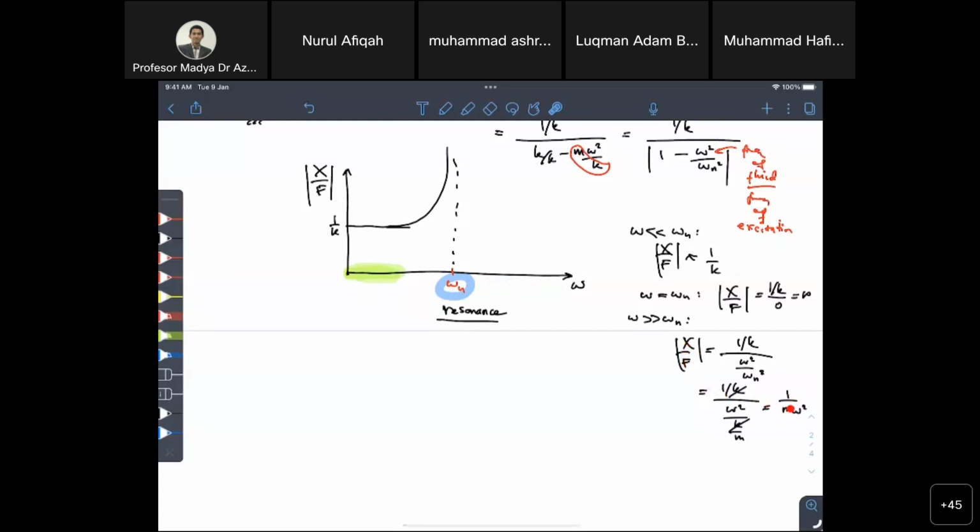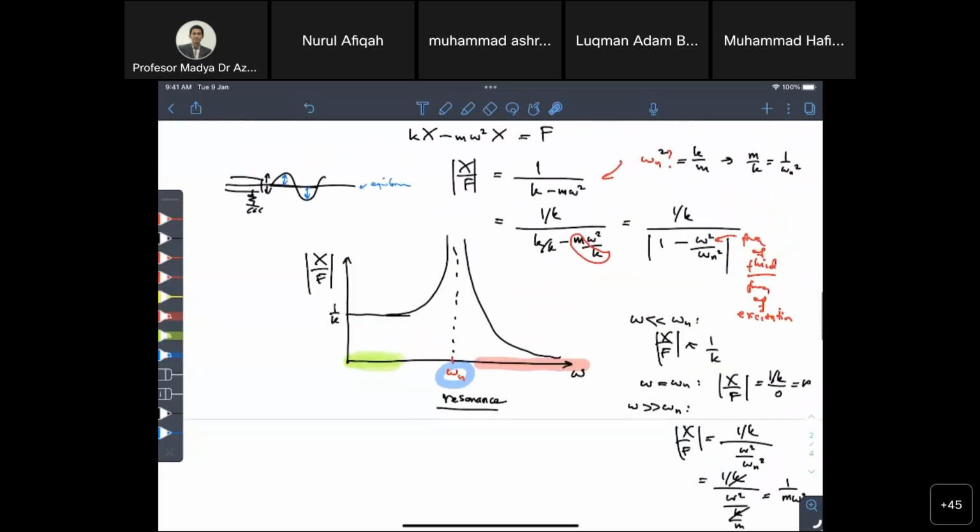Amplitude over unit force is a function of the inverse of mass and frequency squared. So if you increase the frequency, x over f will be smaller. Increase the frequency again, and it will be smaller, smaller, and smaller. So at high frequency, when you increase the frequency, the vibrations will go very low, approaching 0.